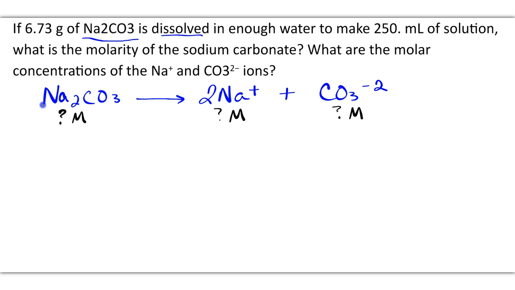Notice that when I determine the molarity of my sodium carbonate, there are 2 sodium ions, which means we have a 1:2 ratio. This means that whatever molarity I find for sodium carbonate, it's going to be double that amount for sodium. But since there's a 1:1 ratio of sodium carbonate to carbonate ions, then it'll be the same amount. So let's determine our sodium carbonate's molar concentration.